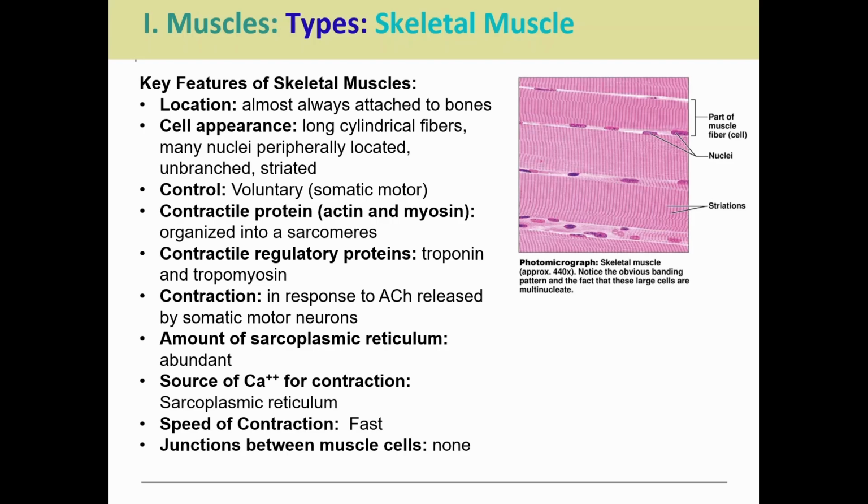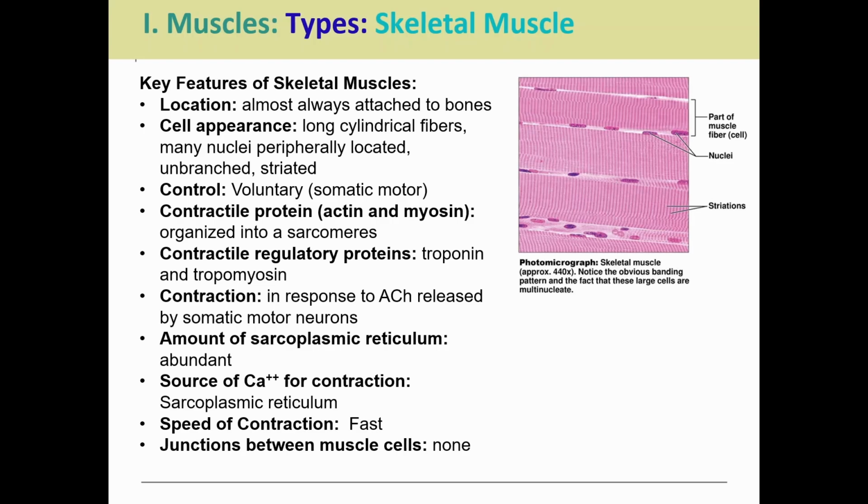Now, when it comes to the control of skeletal muscle, this is voluntary. It's somatic motor control, so you have conscious awareness and conscious control over these muscles. They're organized into units called sarcomeres. Sarcomeres have two different proteins, actin and myosin, which help with the actual contraction itself. The actin and myosin are what cause the muscle fiber to shorten. The regulatory proteins are troponin and tropomyosin. Basically, they help regulate when the sarcomere contracts. You can think of them as turning the muscle on and off.